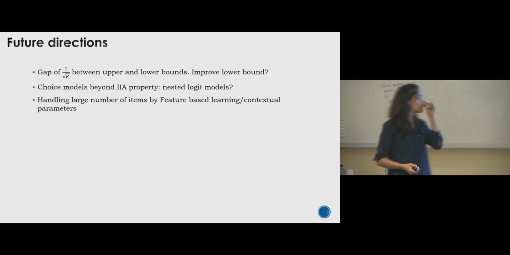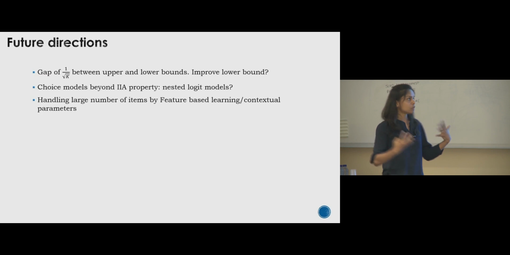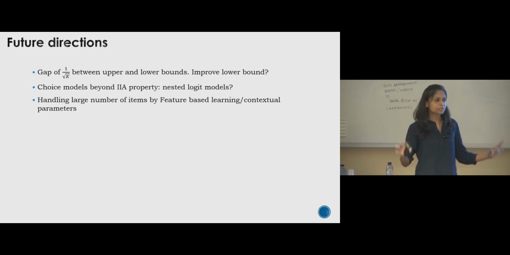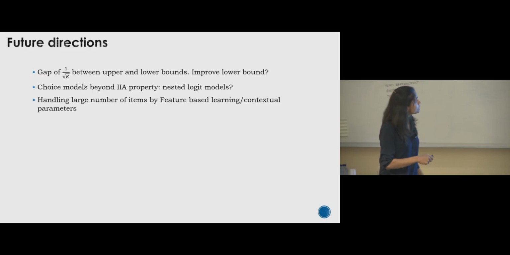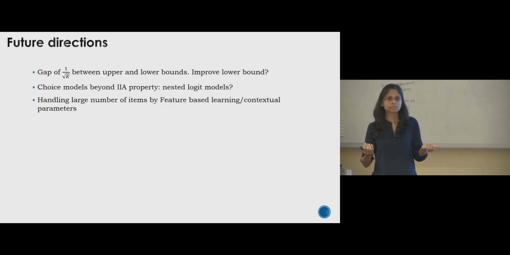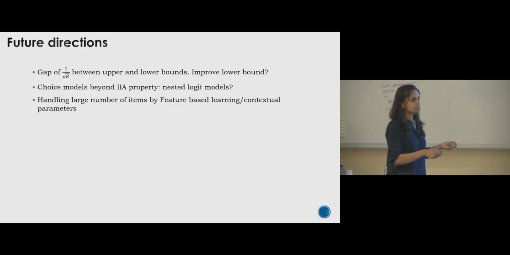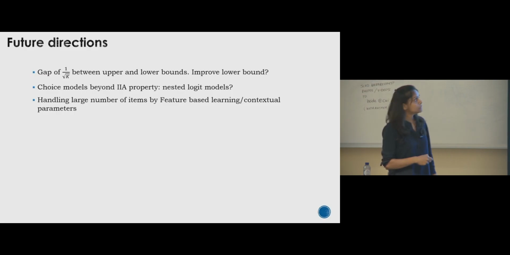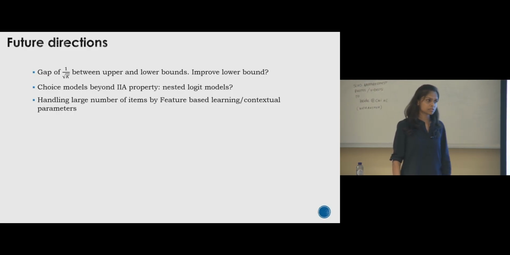Future directions include closing the gap between the upper and lower bound. We strongly believe that the upper bound is right, but we don't have a proof to improve the lower bound. And there is a general direction, as you said, we have only scratched the surface of this problem. This is the simplest model you can think of in customer choice behavior. There are a lot of other models which don't have the IIA property. There are feature-based learning questions and so on.